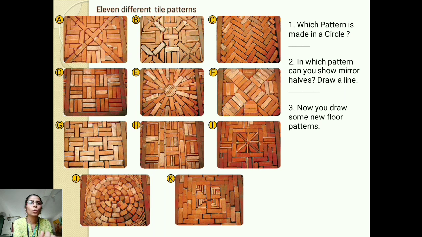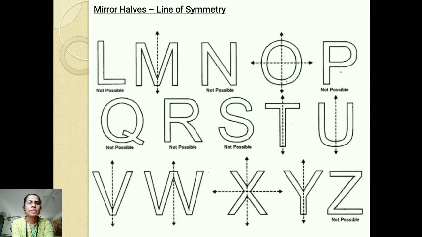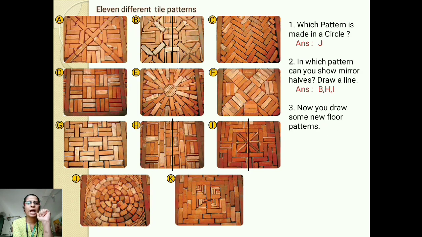Okay, so let's see how it is. See, I have made a pattern over here, a line of symmetry in the pattern, and showed you that in B pattern, H pattern and I pattern, we can see the exactly mirror halves. We can draw a line like this and see.